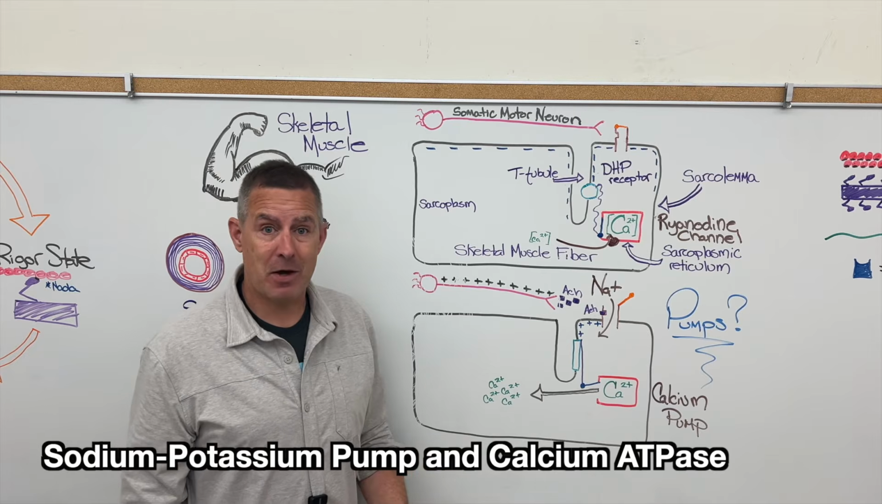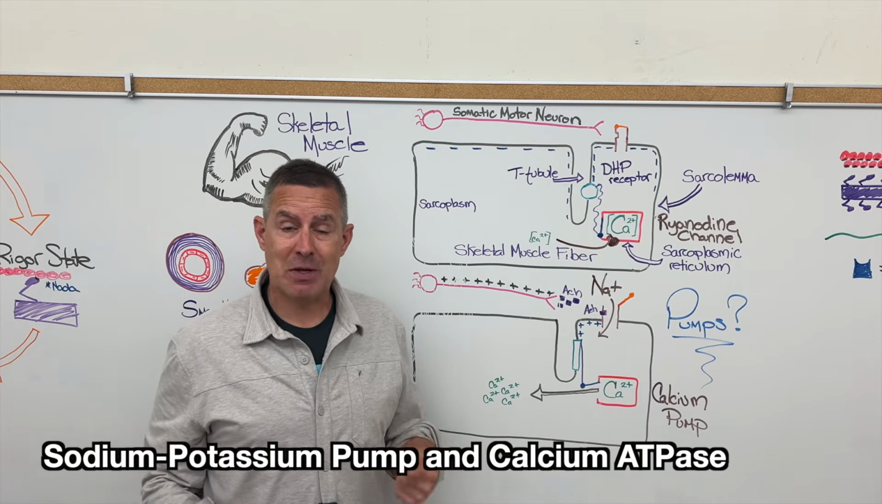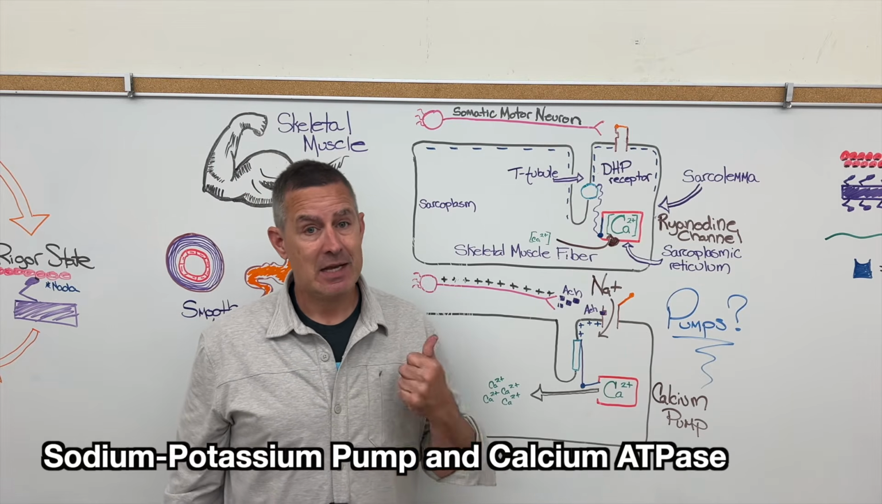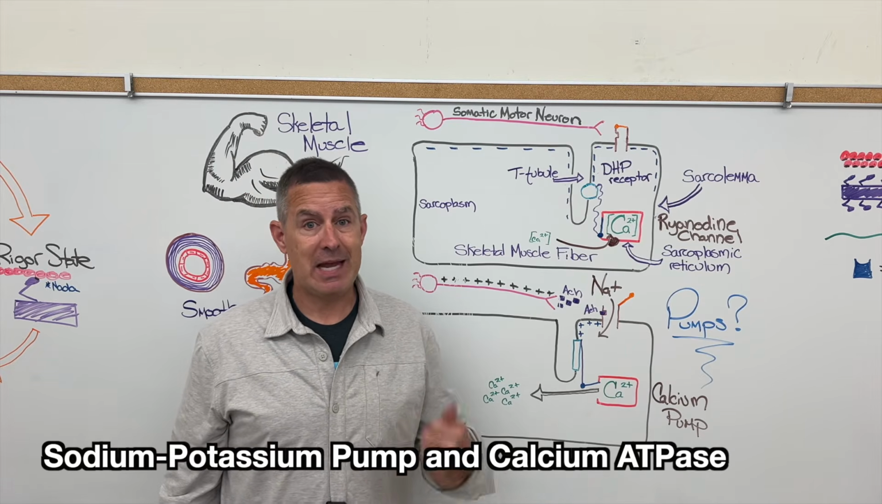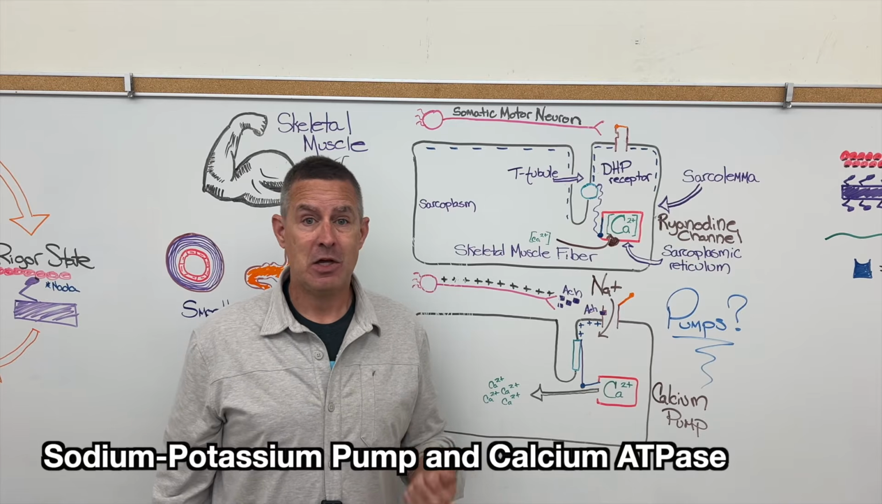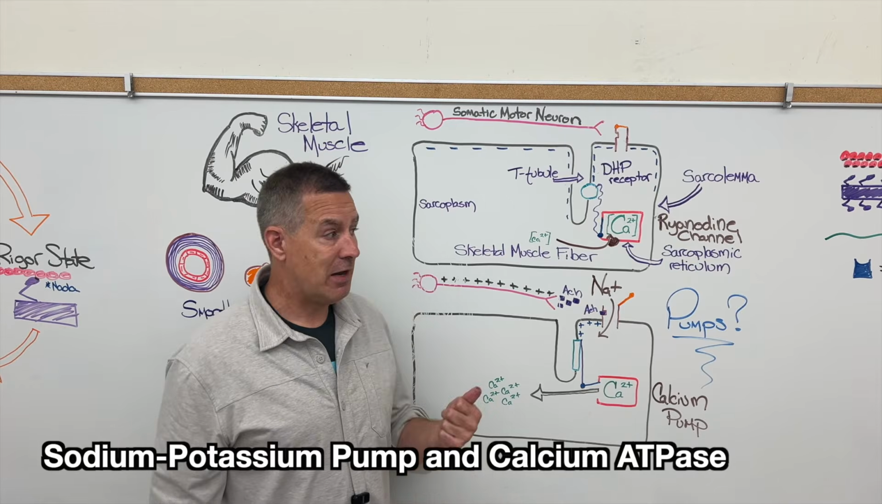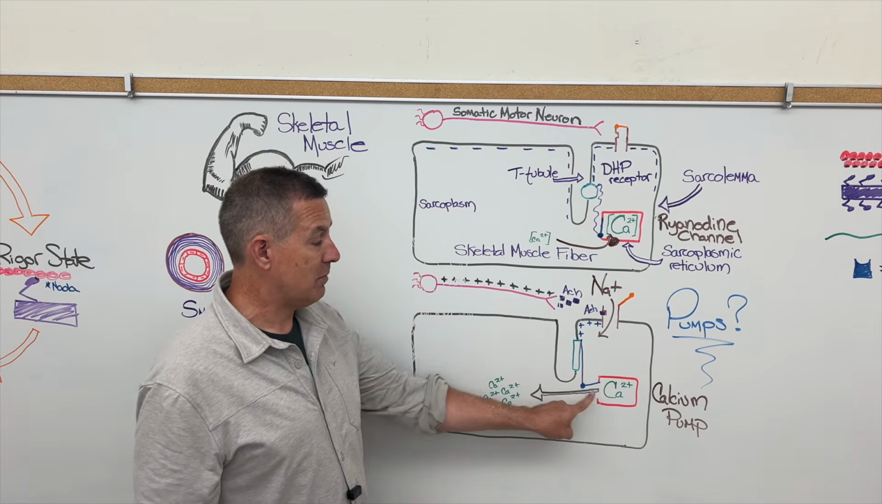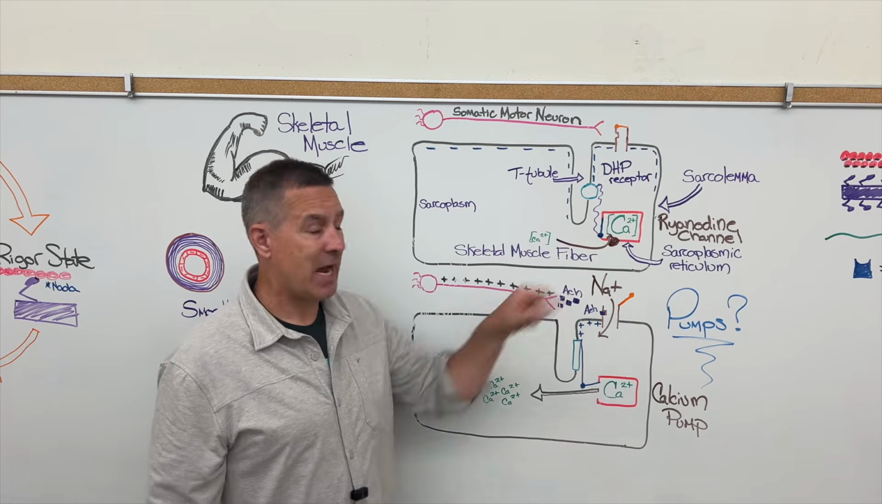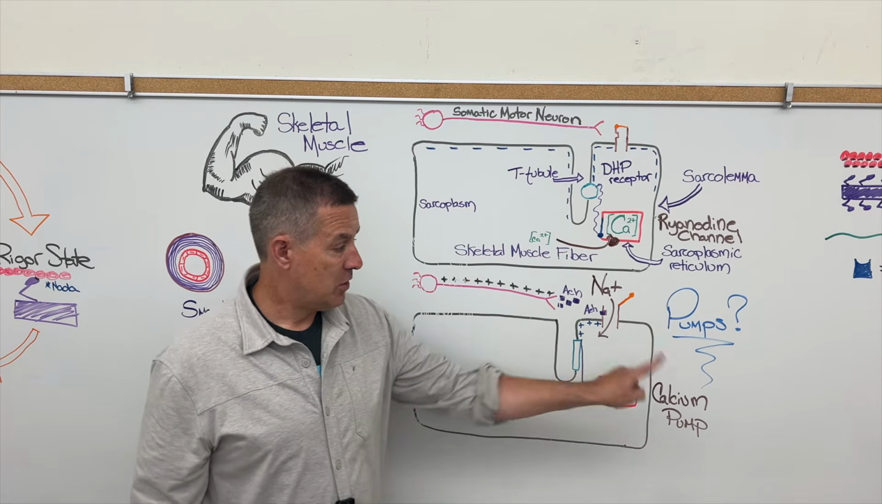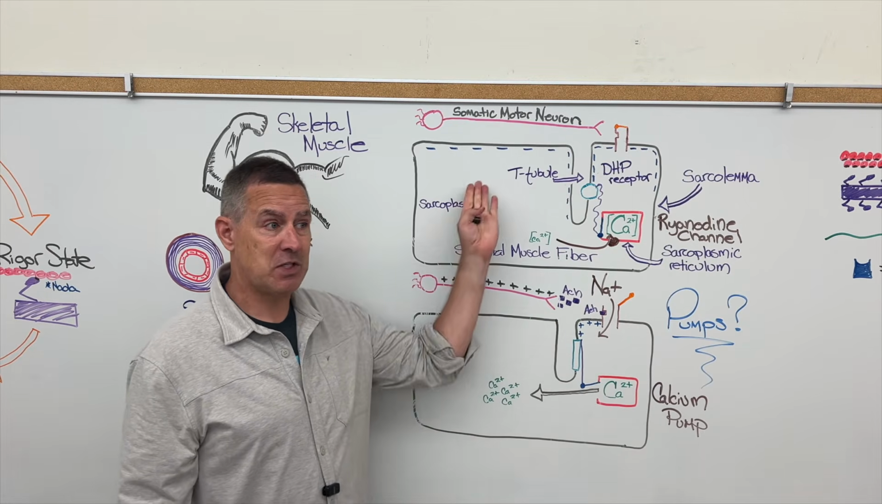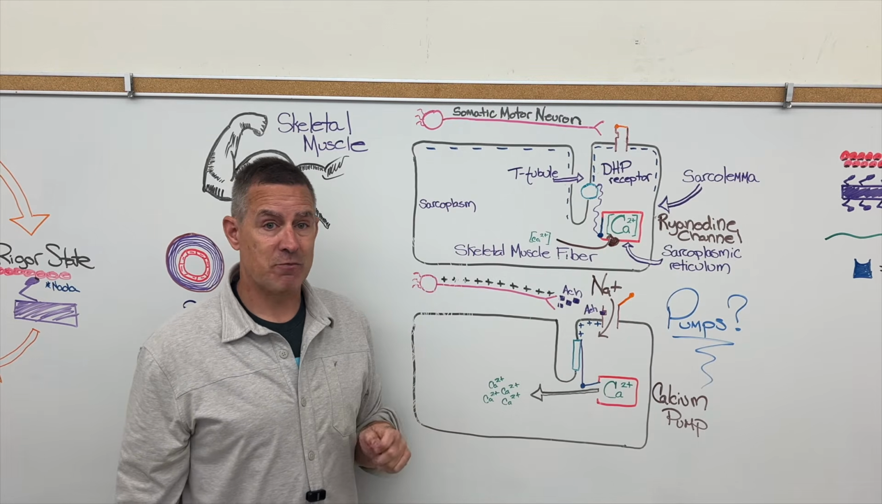This calcium pump is also known as the calcium ATPase. It hydrolyzes ATP to liberate energy, and that energy is used to push calcium against its gradient back into the sarcoplasmic reticulum. So those are the pumps of interest specific to skeletal muscle fibers.